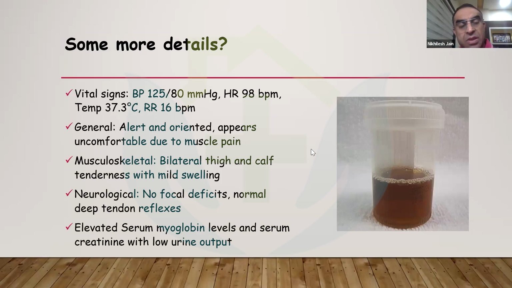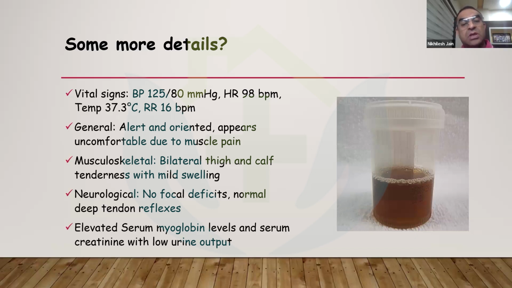So I'm going to add some more details in this. Vital signs: BP is 125 by 80 mm of mercury, heart rate is 98 beats per minute, temperature is 37.3 degrees centigrade, and respiratory rate of 16 breaths per minute. He is alert and oriented, appears uncomfortable due to muscle pain. He's got bilateral thigh and calf tenderness with mild swelling.